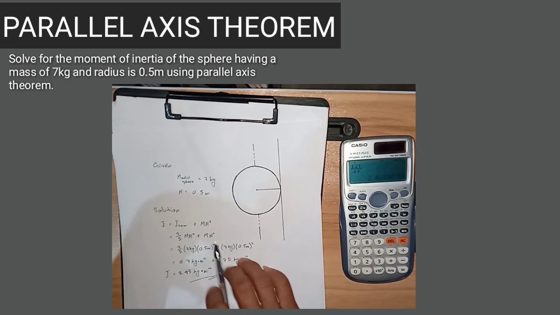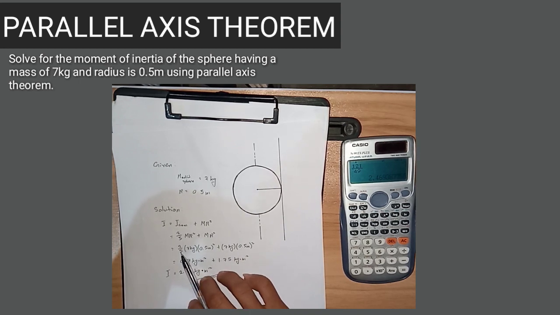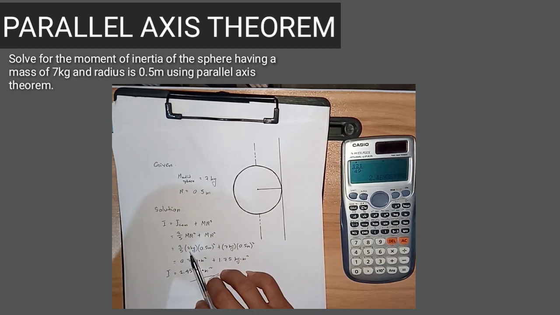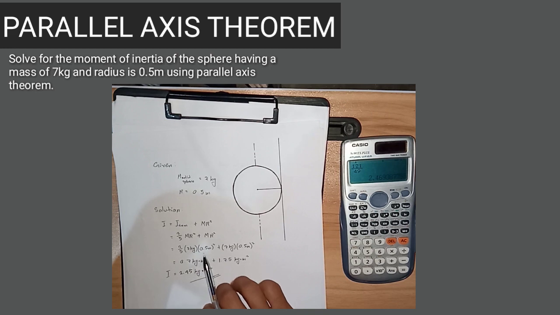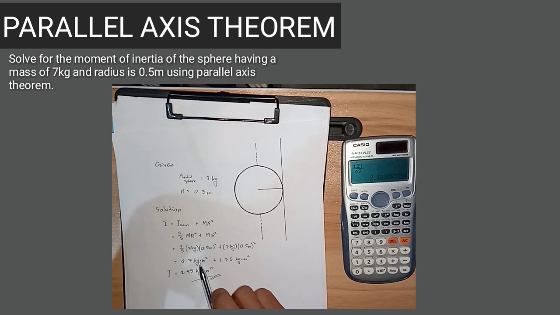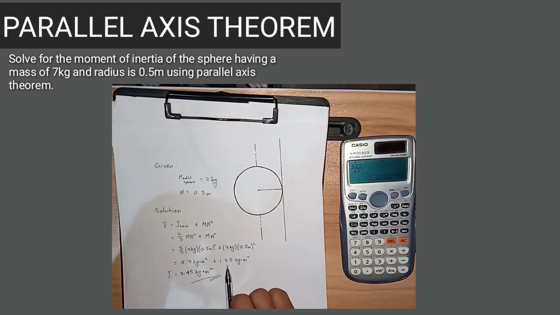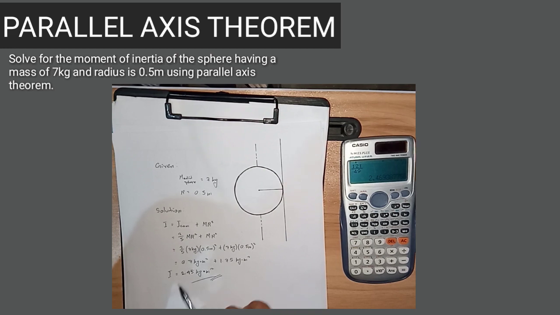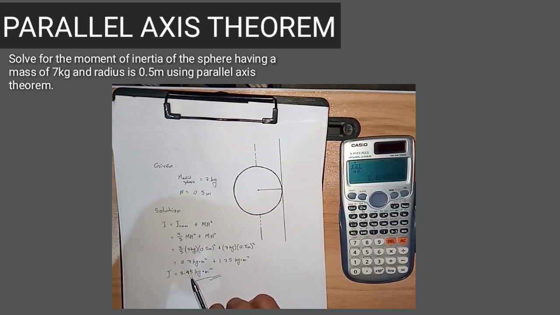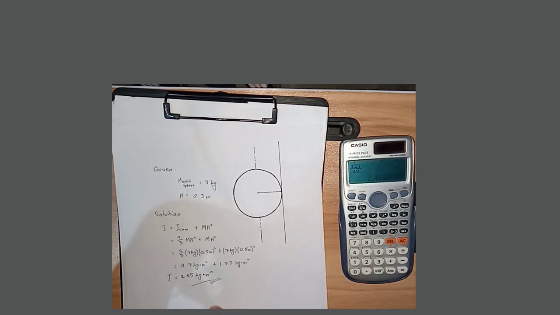squared plus mr squared. Now we have 2 over 5 times 7 kilograms times 0.5 meter squared plus 7 kilograms times 0.5 meter squared. We have 0.7 kilogram meter squared plus 1.75 kilogram meter squared, which is equal to 2.45 kilogram meter squared.